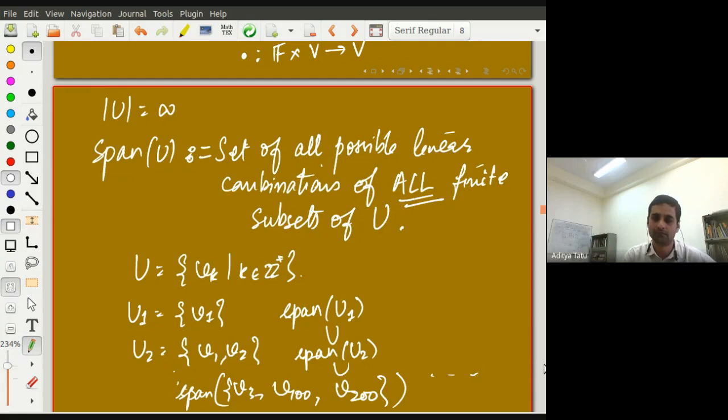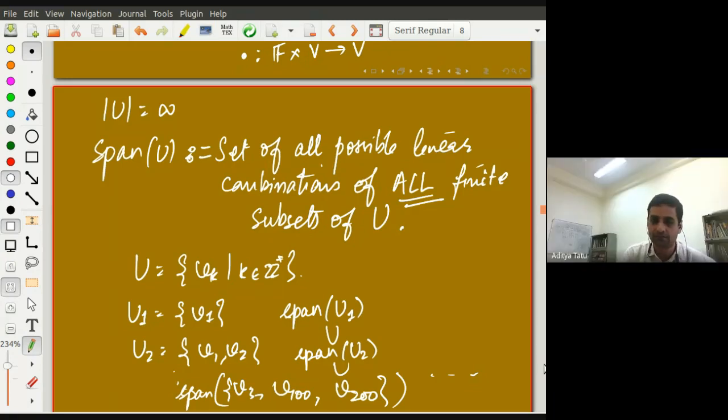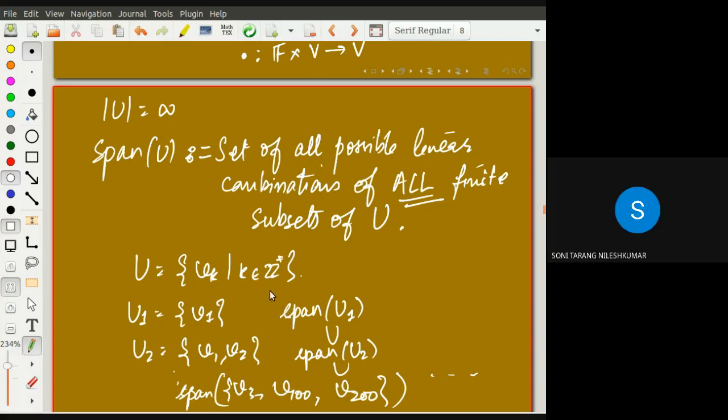Yes, that means my question was, sir, that we are not linearly combining those subsets. We are just taking the union. Union, exactly. Yes, sir. Understood, sir. Okay.